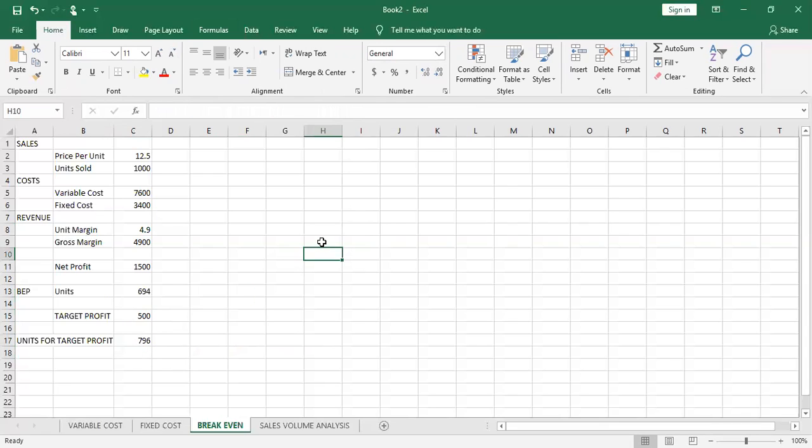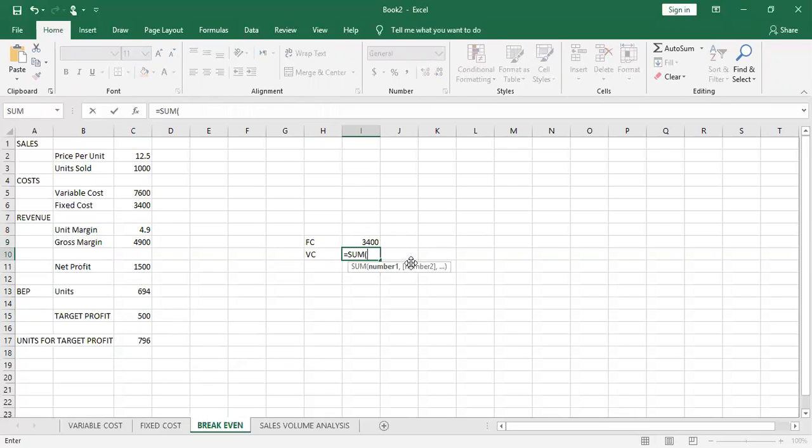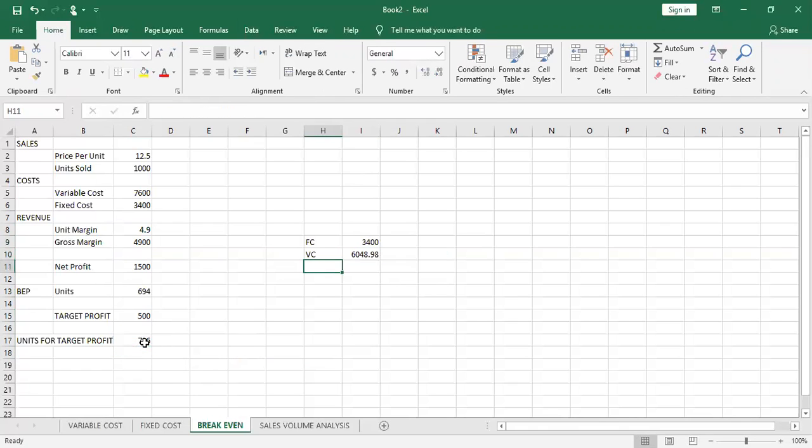Let us test this. To test this, we know the fixed cost remains constant at 3,004. Now the variable cost at 796 units will be the sum of the variable table. This gives us the variable cost per unit, multiplied by this 796, and it gives us this. Now when you finish, you add them together, and when you add them together, we get 9448.98.